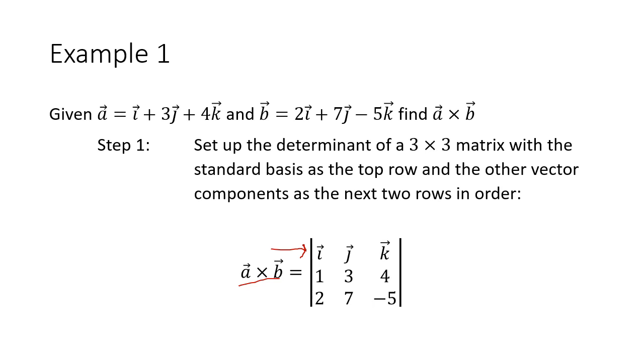Then the next row is always your first vector, so in this case A, which is 1, 3, 4. And then the last row is vector B, which in this case is just going to be the components 2, 7, -5. So again, we're setting up our standard basis, then the first vector, then the second vector.